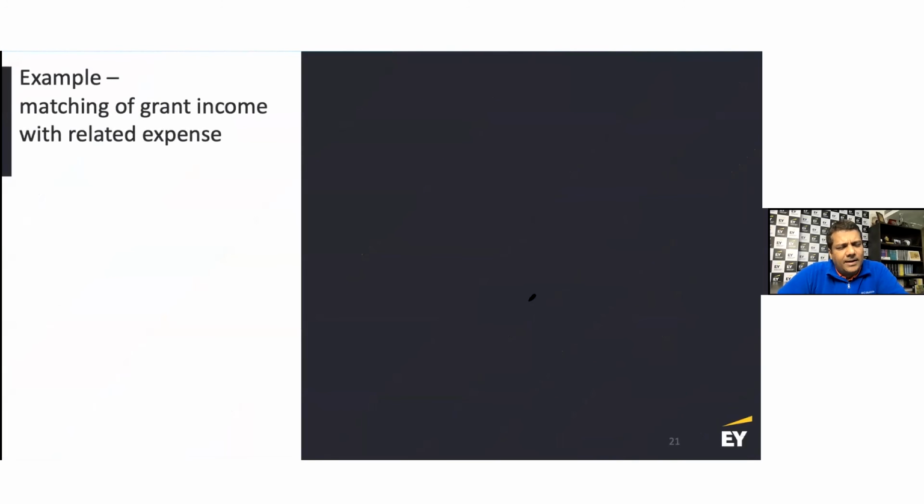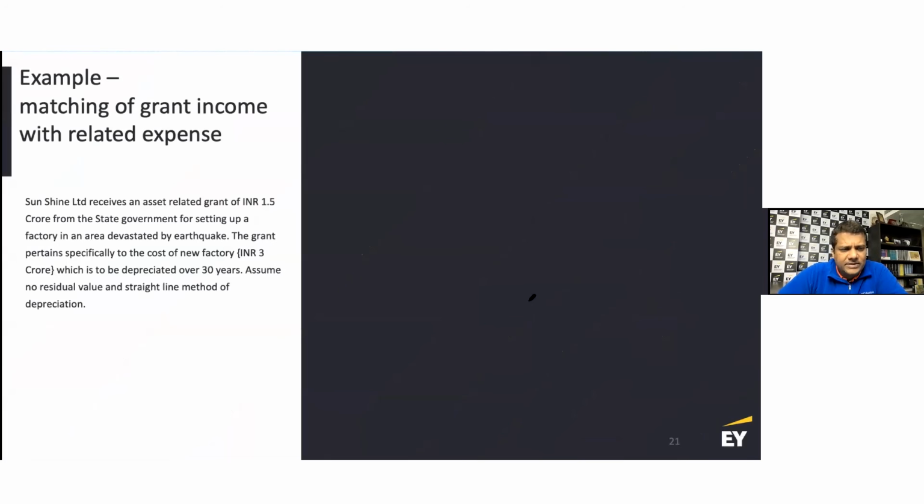Let's look at this example, matching of grant income with related expenses. Sunshine Limited receives an asset related grant of INR 1.5 crore from the state government for setting up a factory in an area devastated by an earthquake.